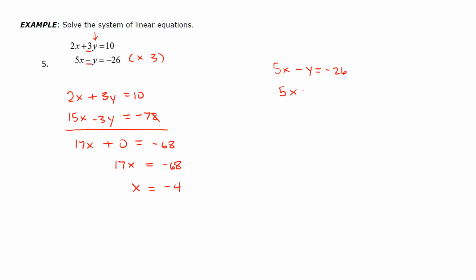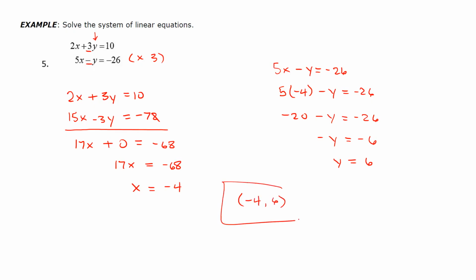So 5x, I need to substitute in x. So 5 times negative 4 minus y equals negative 26. So negative 20 minus y equals negative 26. So I'll add 20 on both sides. Then divide both sides by negative 1. Okay. So the solution to this system would be the ordered pair, negative 4, 6. Alrighty, next.